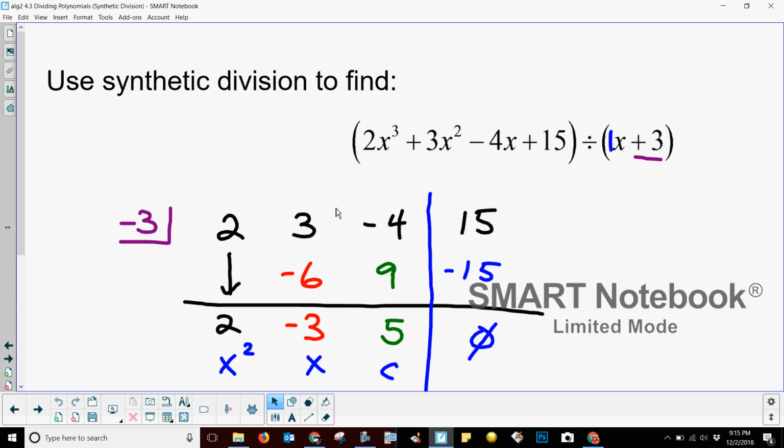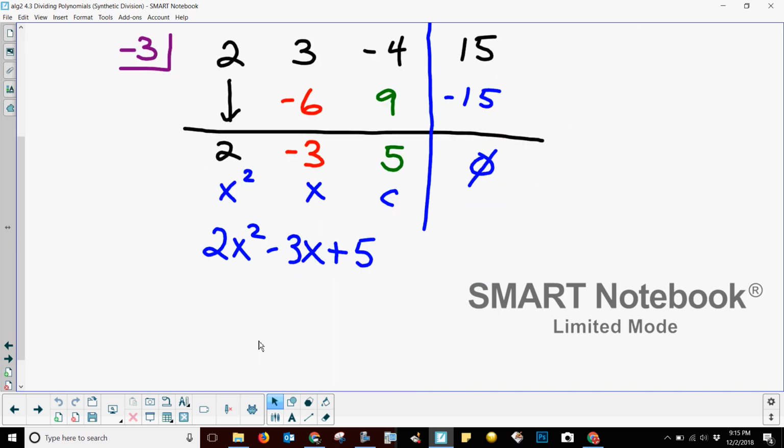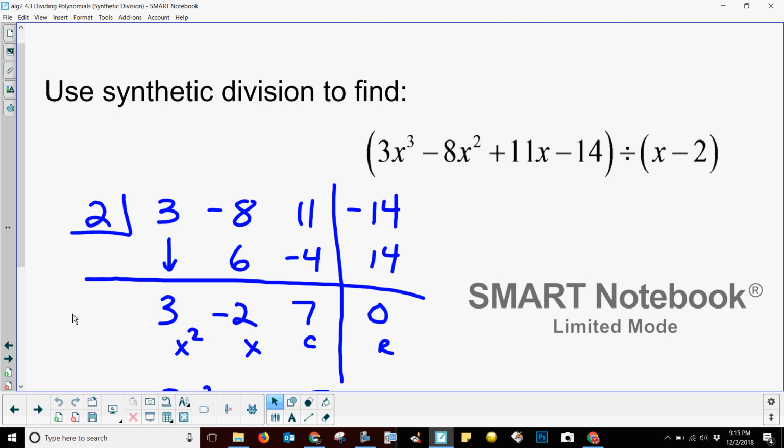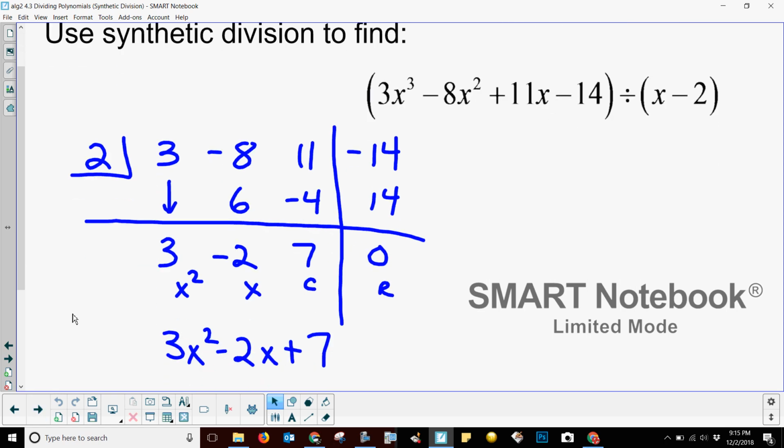Synthetic division, find this. 2, 3, negative 4, 15. And instead of positive 3, we use negative 3. 2 drops, multiply, become negative 6. Combine, multiply, become 9. Combine, multiply, negative 15. Sweet, no remainders. There's my constant, x, x squared. There's my final answer. Again, I might be going fast. Pause the video if you need. Once you kind of see what's happening, it's usually easy.